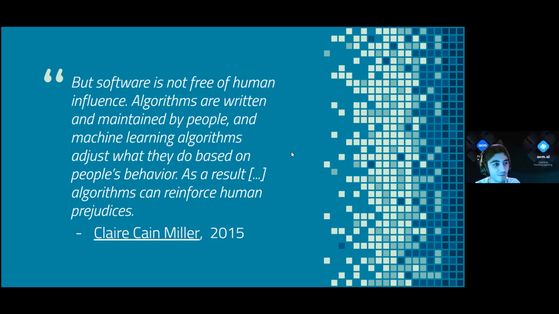So let's look into this quote. It's going to give us an intuition for what's going on. We need to understand that all software we write, even barring machine learning, is intertwined with human influence, right? Humans are intimately involved with the software that exists because humans are the ones writing it and dealing with it. So like it says, algorithms are written and maintained by people, and especially machine learning algorithms adjust what they do based on people's behaviors. We'll see why this is the case, because fundamentally, especially in deep learning, a big problem is that these models are extremely data hungry.